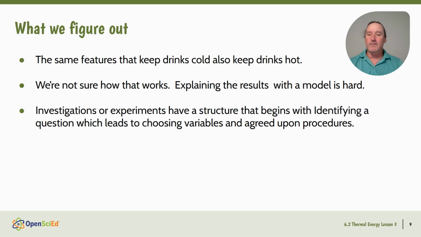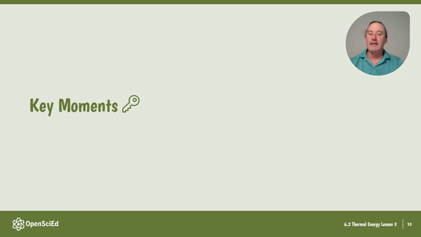What do we figure out from this lesson? We figure out that the same features that keep drinks cold seem to keep things hot. We're not really sure how that works, and we try to explain that, and it's kind of hard. We also figure out that investigations or experiments begin with a question, but then lead to choosing specific variables, things to keep constant, and things to measure. So we get a little formal with our investigation. Let's dig into those key moments.